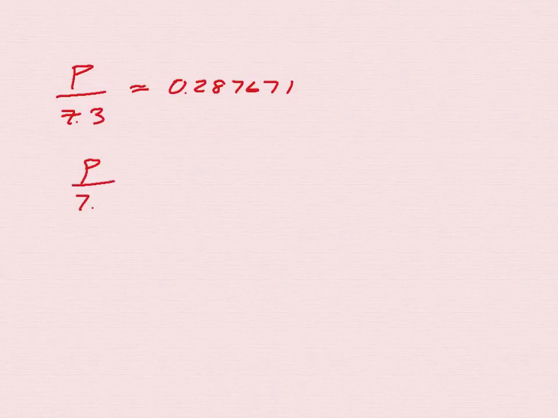One last one. You had something like this: p divided by 7.3, and that's equal to 0.287671. Just because it's decimals does not mean the principle changes. Right now your p is divided by 7.3, so you must do the opposite and multiply both sides by 7.3 so that you can clear the fraction.